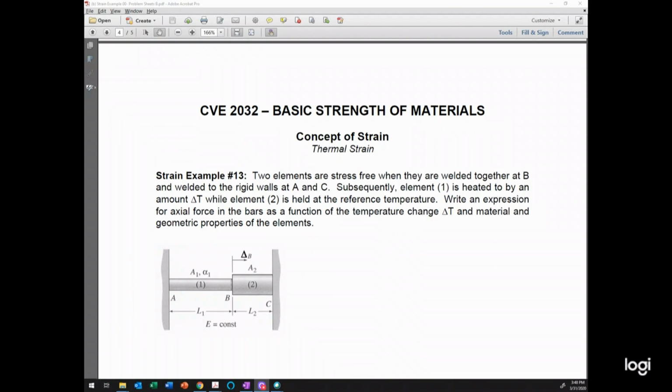Okay, this is strain example number 13. This one is another indeterminate problem, but that adds a twist to it, in that we have an indeterminate problem that also includes thermal strains or thermal expansion.